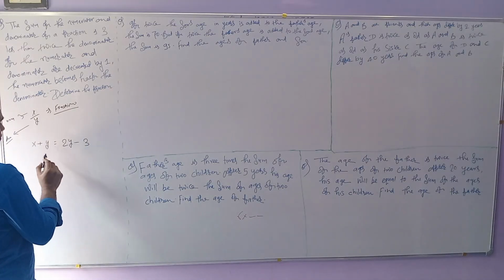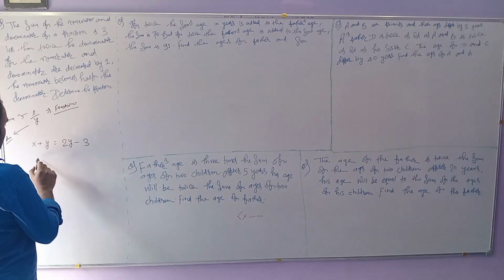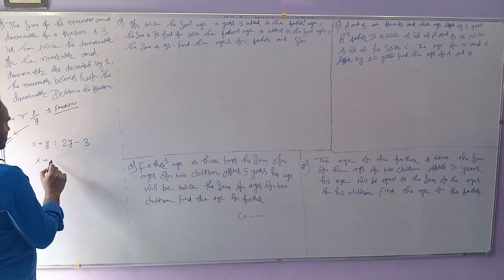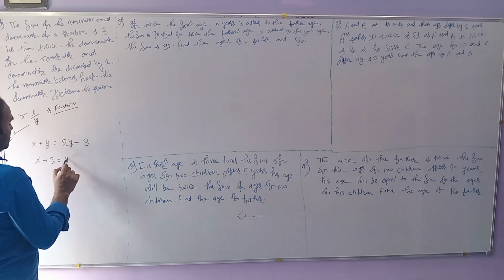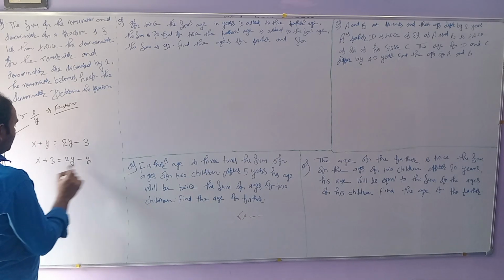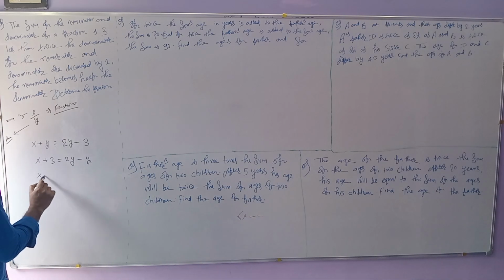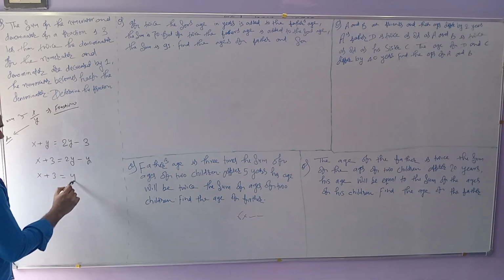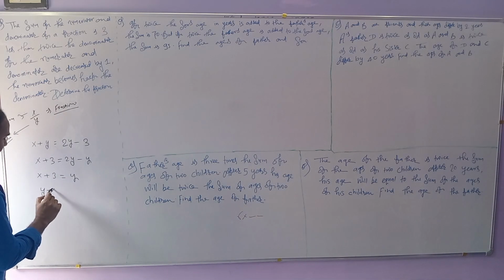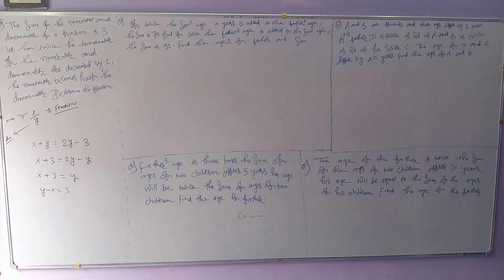When we solve this, x plus 3 is equal to 2y minus y. So x plus 3 is equal to y, that is, y minus x is equal to 3.